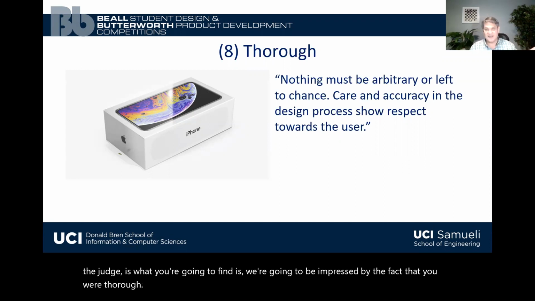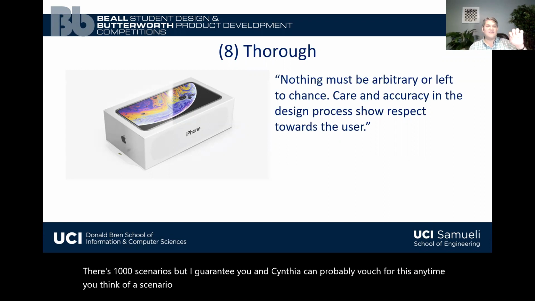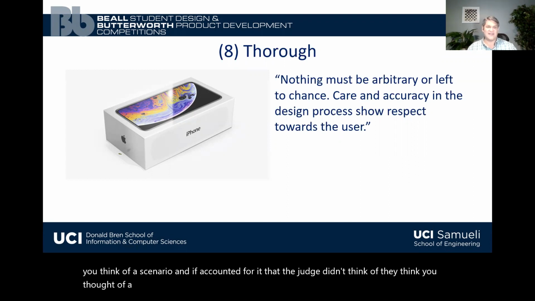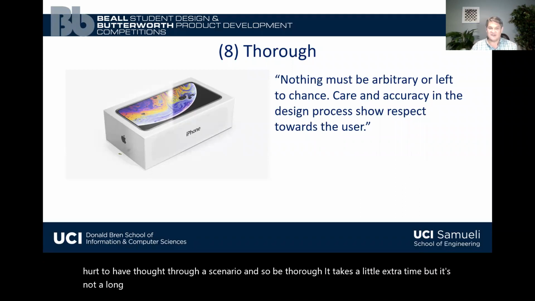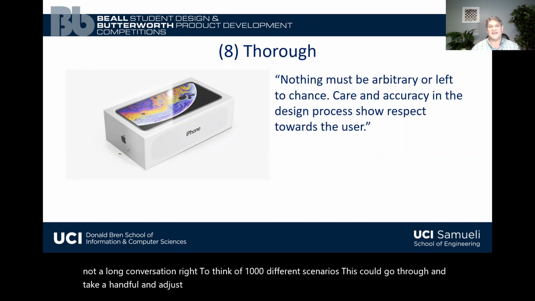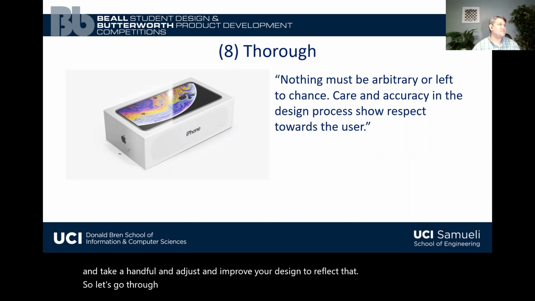Now, there's 1,000 scenarios, but I guarantee you, and Cynthia can probably vouch for this, anytime you think of a scenario and have accounted for it that the judge didn't think of, they think you thought of 1,000 others they didn't think of and that you must be a good team. It doesn't hurt to have thought through a scenario. So be thorough. It takes a little extra time, but it's not a long conversation, right? Think of 1,000 different scenarios, take a handful and adjust and improve your design to reflect that. So let's go through the last two of his concepts.